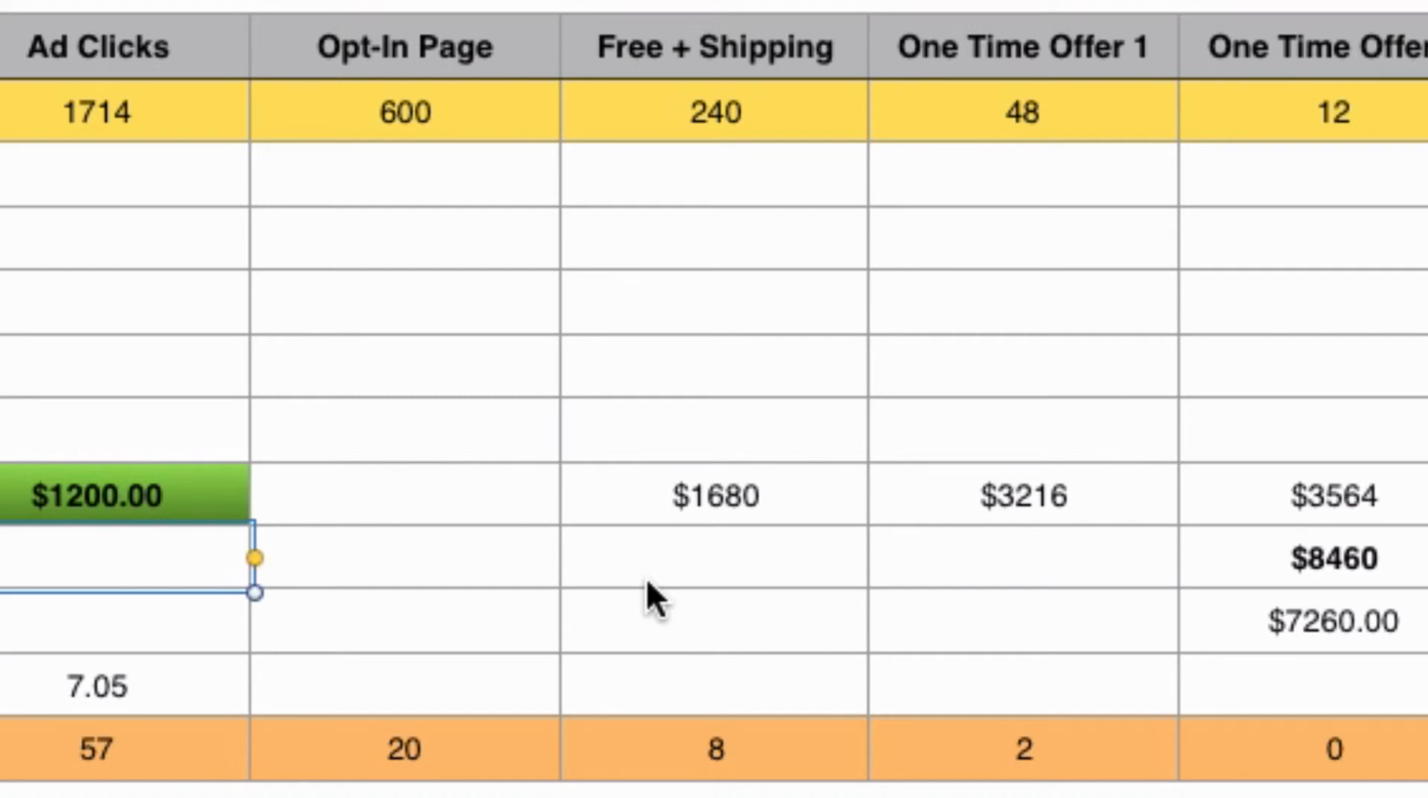We're giving out 240 books. 48 people are taking our first line offer up here, and 12 people are taking our second line offer. We are rocking the house. Okay, so you can do a couple things at this point.